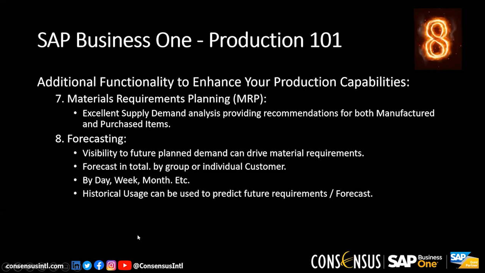We also want to talk about a couple of additional benefits going forward. The additional materials requirements planning, which is an excellent supply and demand analysis. It's going to provide all the recommendations for ins and outs and for both manufactured and purchased items. Basically, you can set different item limits and max mins associated with that. And the MRP will do a full supply and demand analysis based upon lead times and give you the recommendations needed to support your production.